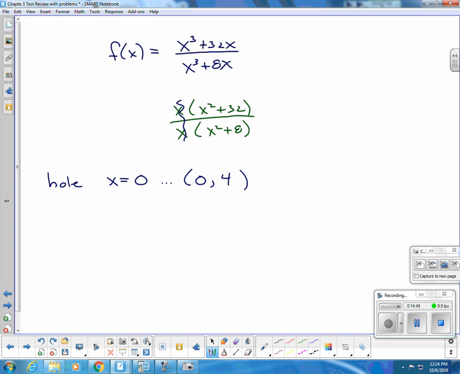Do we have a vertical asymptote? So we find vertical asymptotes by setting the denominator equal to 0. And when I say that, I mean after you've reduced any holes. When I go to solve this, I do not get any real answers. So there are no vertical asymptotes. Okay?